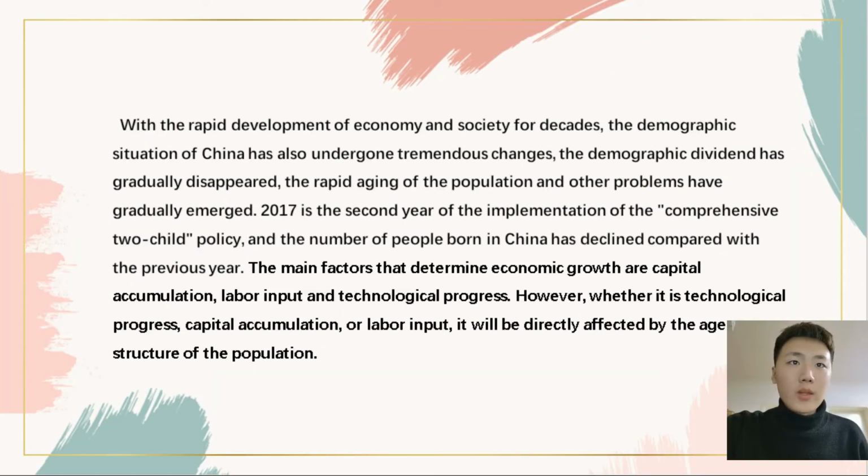With the rapid development of economy and society for decades, the demography situation of China has also undergone tremendous changes. The demography dividends has gradually disappeared. The rapid aging of the population and other problems have gradually emerged. 2017 is the second year of the implementation of the comprehensive two-child policy, and the number of people born in China has declined compared with the previous year.